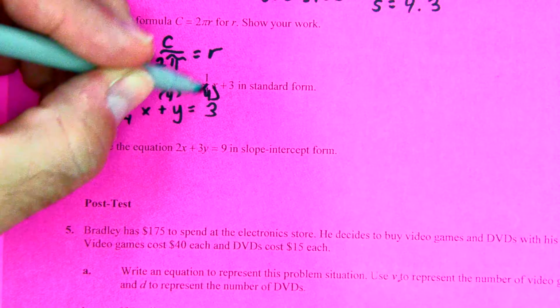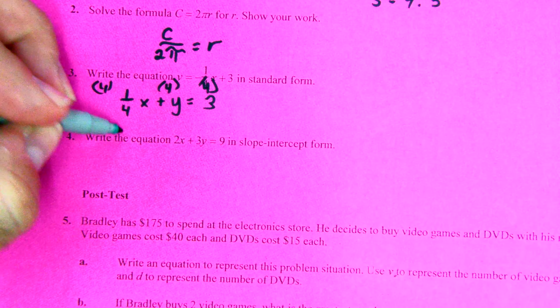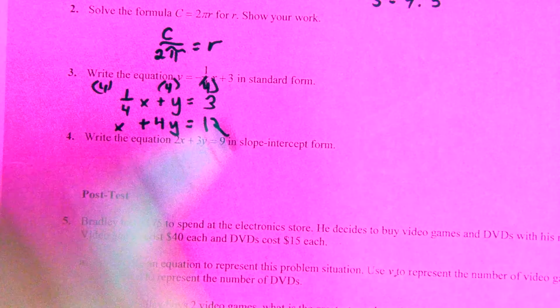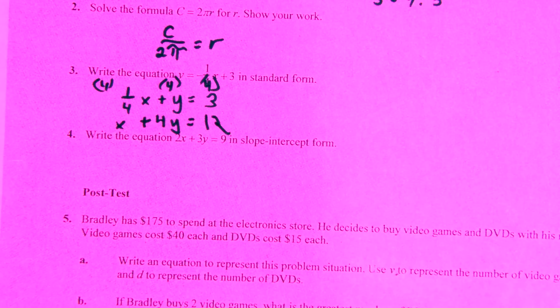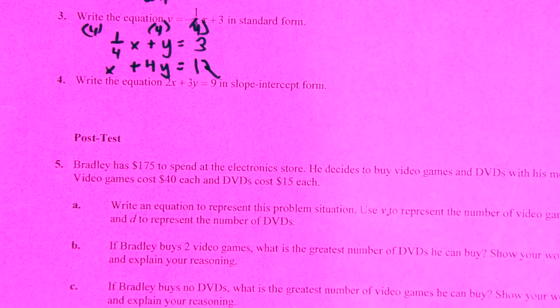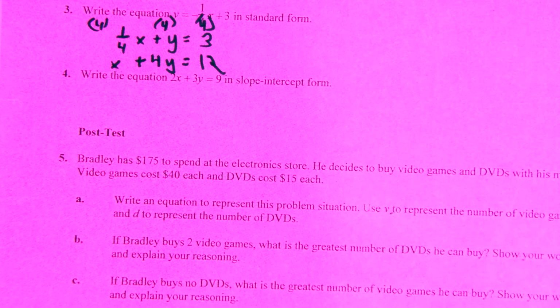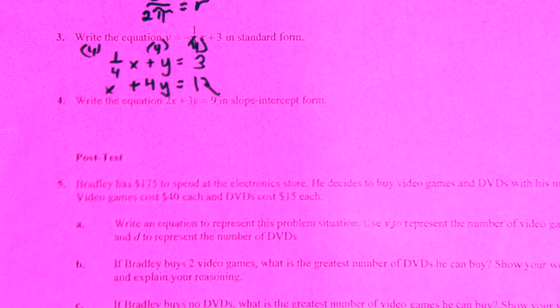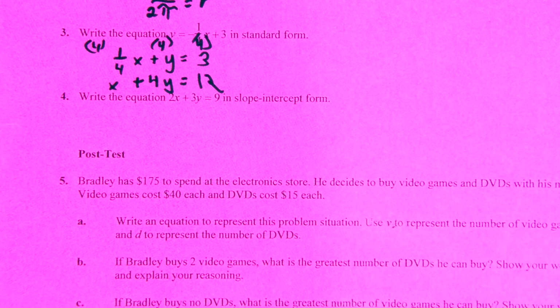And I think there was only one person in here who got this problem right. And I believe it was Amaze. Good job, Amaze. So when I multiply everything by 4, I get x plus 4y equals 12. It's not difficult. It's a process. But that's how you change it to standard form every time. You got to get x and y on the same side. Then you've got to get rid of all the fractions and decimals.